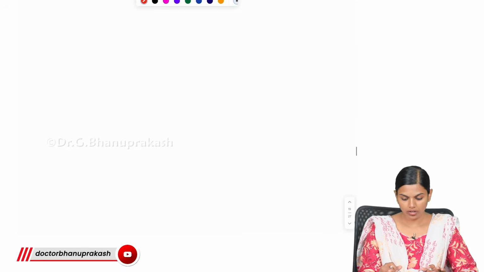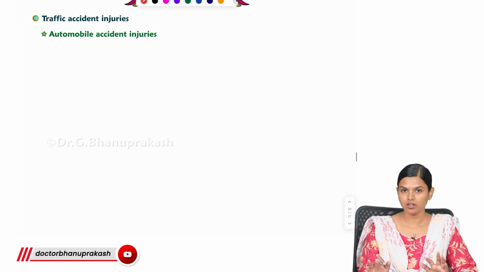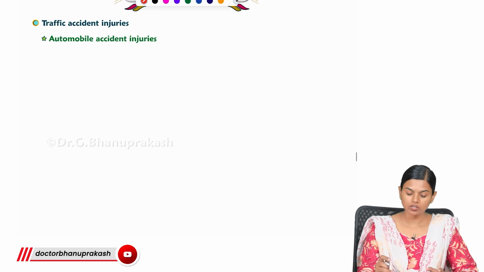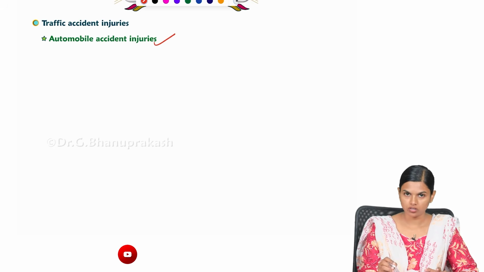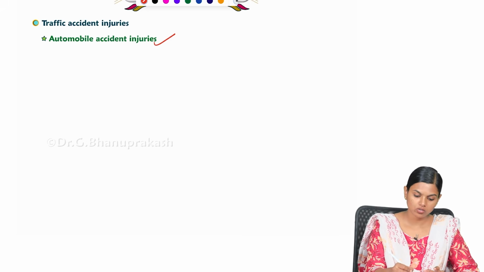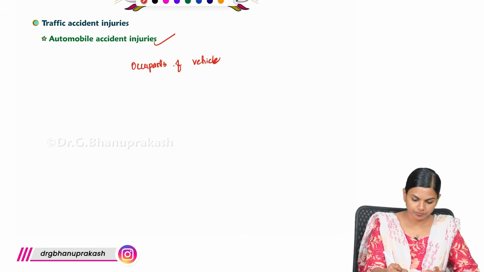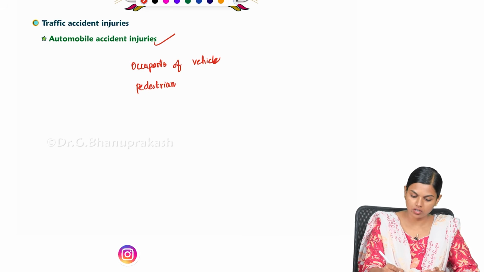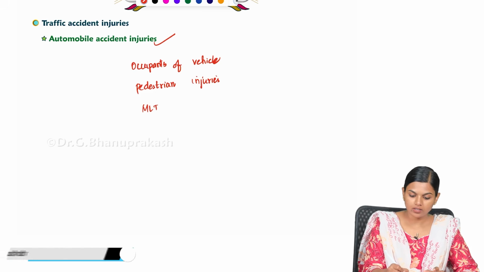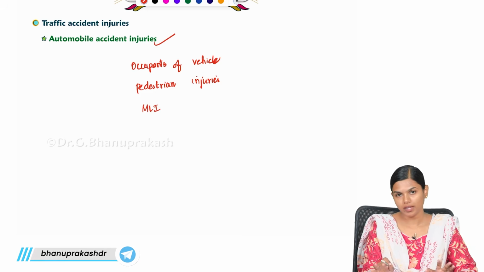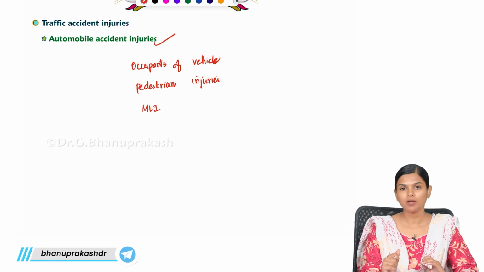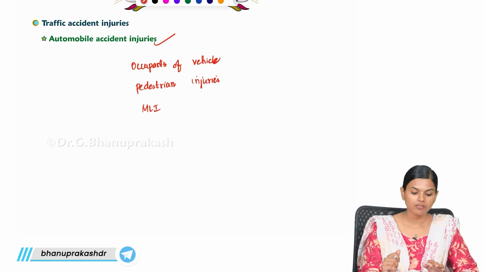Next what we are going to see is traffic accident injuries. First we are going to see automobile accident injuries. In this we will be seeing injuries to the occupants of the vehicle, pedestrian injuries, and the medico-legal significance of automobile accidents. So mainly we will be seeing what injuries can be commonly seen in traffic accidents.